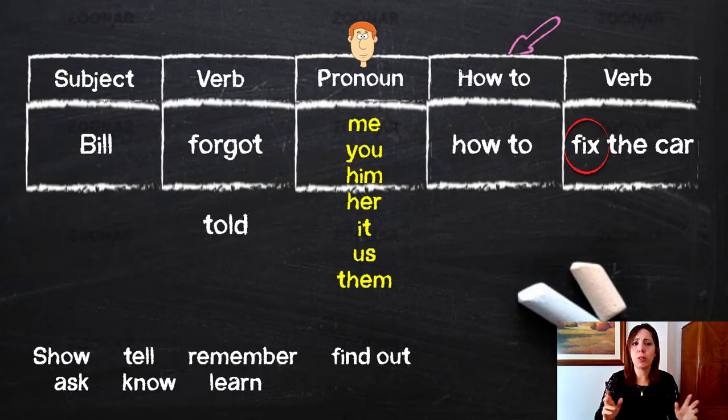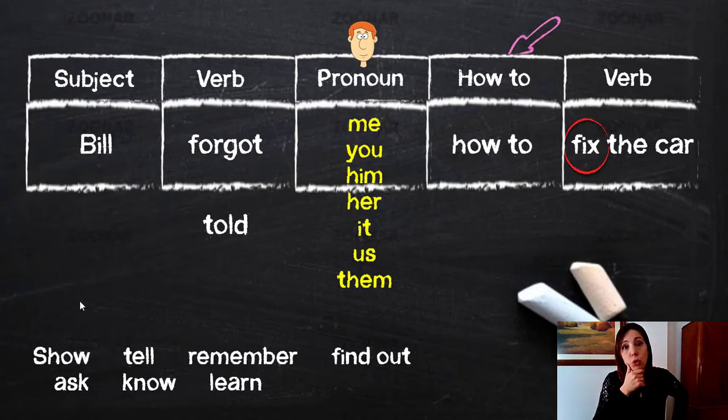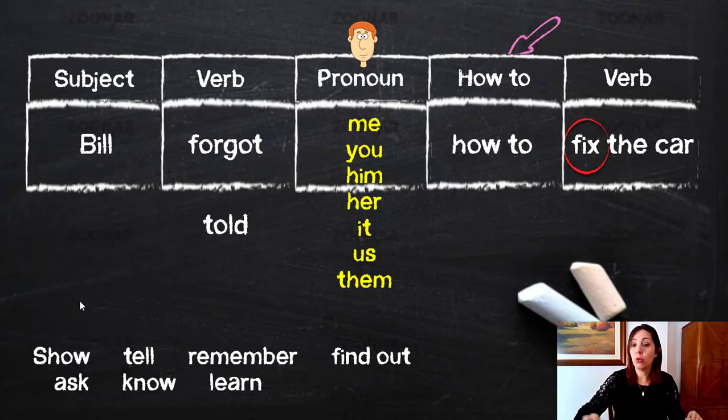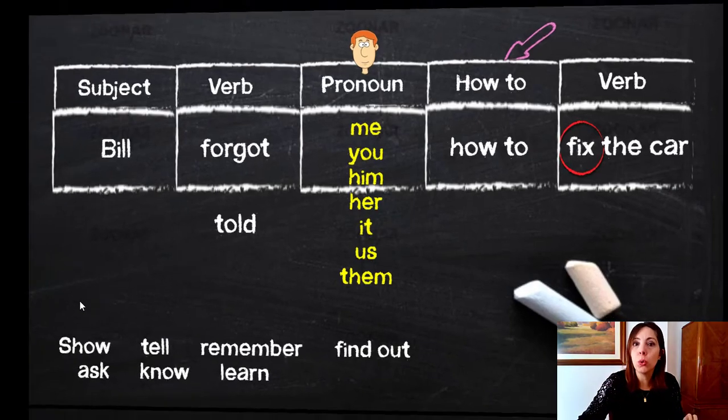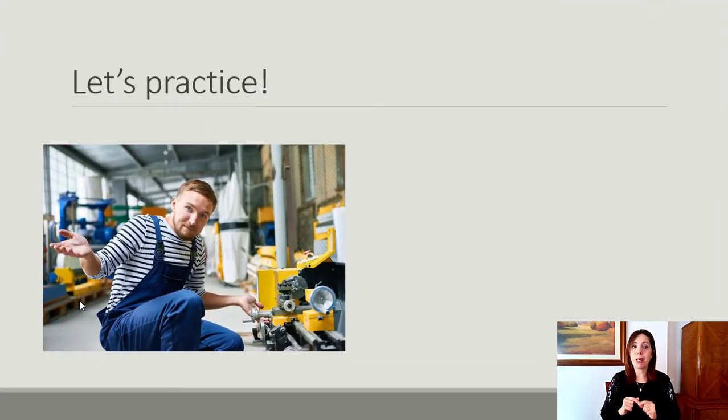We have lots of verbs that we can use in this position of the sentence. Show: I show you how to use this structure. I tell you. Or verbs without the pronoun: I remember how to use this structure. I ask someone how to do something. So this is important to remember, the structure. Repeat it in your head. Make sentences of your own. Let's practice together.